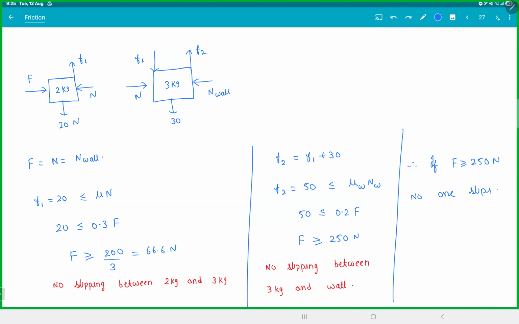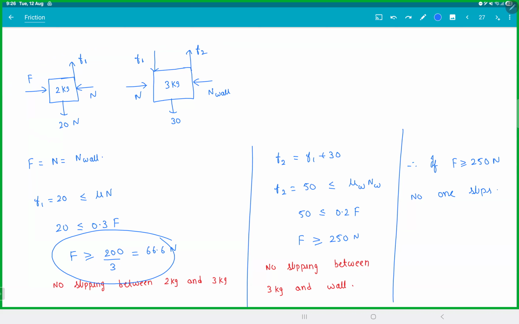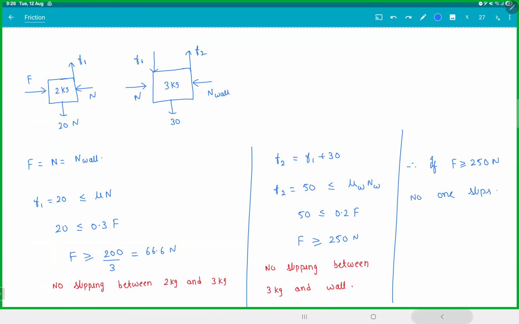Are you clear with that? That is the reason you can't take both as one system. Luckily, you might have got an answer. That is because the 3 kg and the wall value is bigger. But if the 2 kg and 3 kg value is bigger, and if you take both as a system, you will miss the thing between them. Is this clear, everyone? How to handle the 2 blocks? Clear with this? Let's see one more.